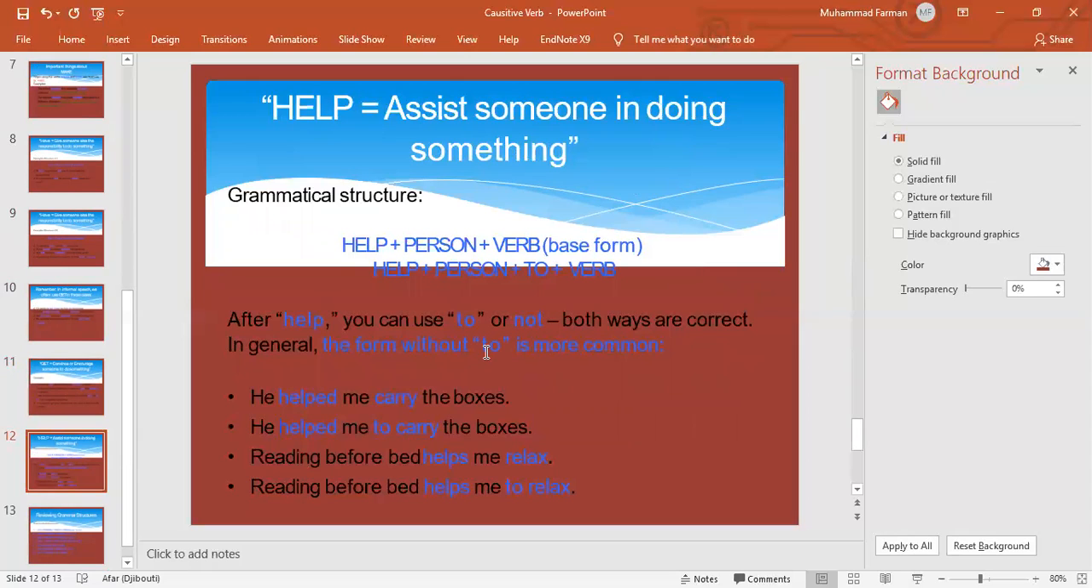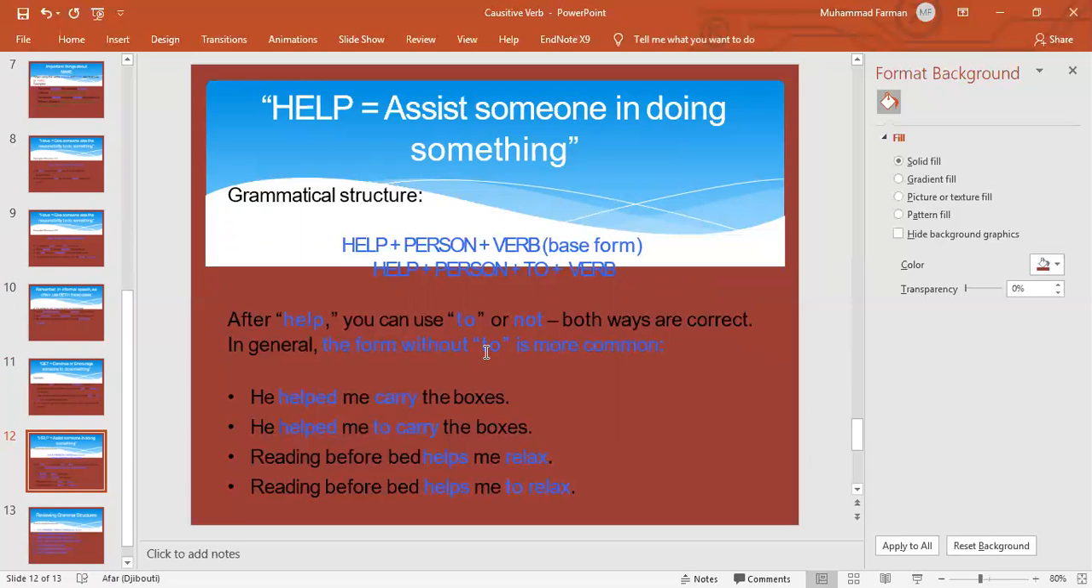The last causative verb that we have in our today lecture is the word help. Help means to assist someone in doing something, or, as we consider the meaning of the word help, it is also considered as the aim or target of the assistance. After help, you can use to or not. Both ways are correct. In general, the form without to is more common.